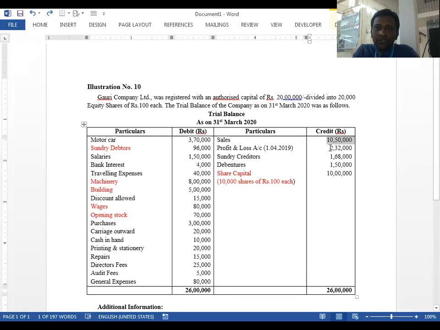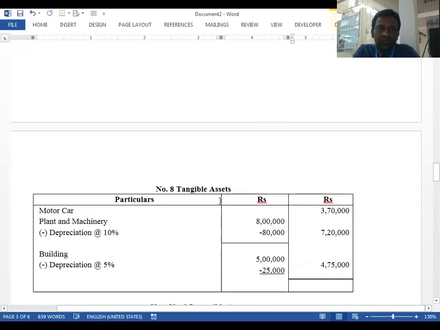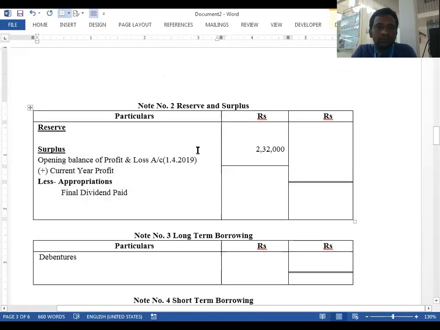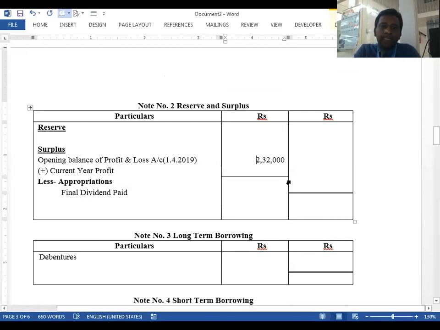Then profit and loss account. This is the opening balance of the profit and loss account and is transferred to notes number 2, that is reserve and surplus. There are two parts of reserve and surplus. The first part is reserve and the second is surplus. So opening balance of profit and loss account, 1st April 2019. And we calculate the current year profit from the current year profit and loss account, and it should be added to the opening balance. If there is any loss, then it should be deducted from the opening balance of the profit and loss account.